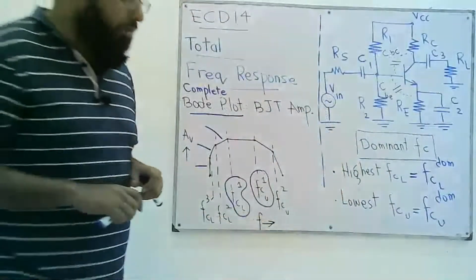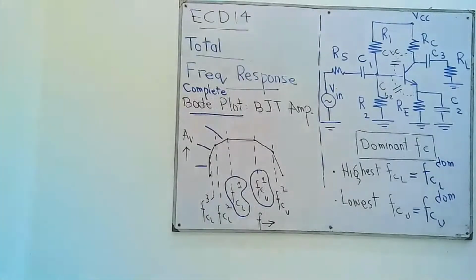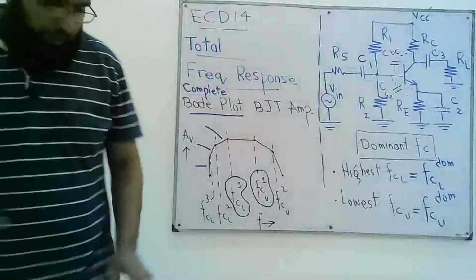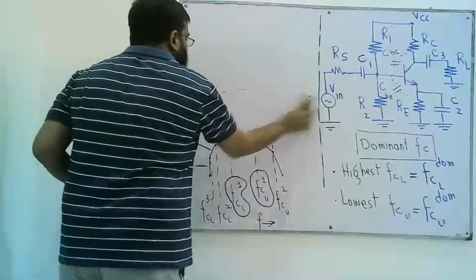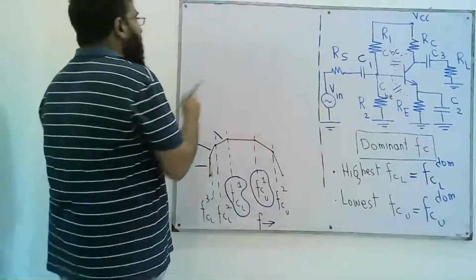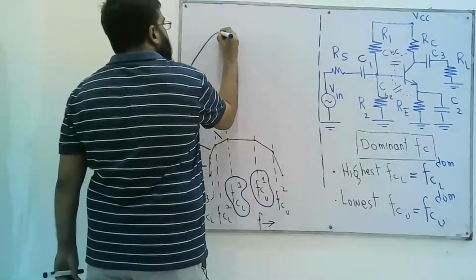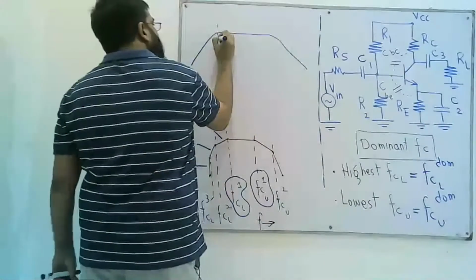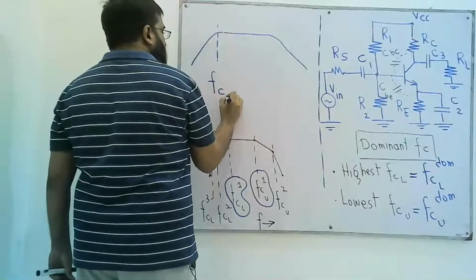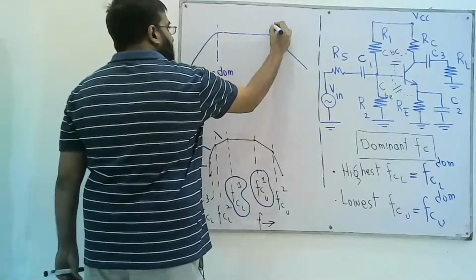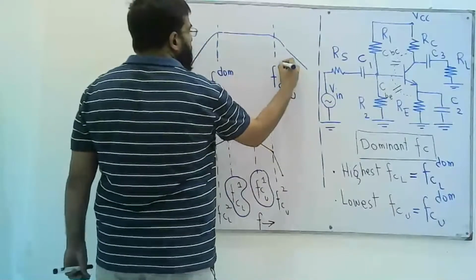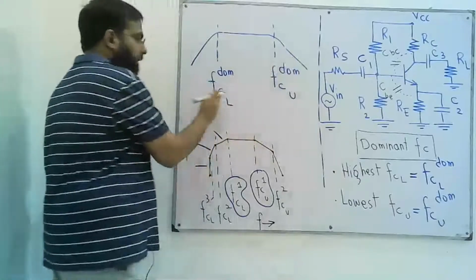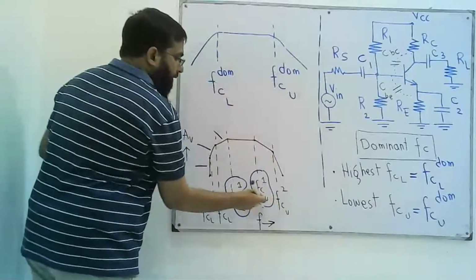Right. So one more thing that we will study is that now this Bode plot can be simplified. It can be simplified and drawn like this. So now we have one FCL that is dominant and one FCU and it is also dominant. This is the highest of these three and this is the lowest of these two.